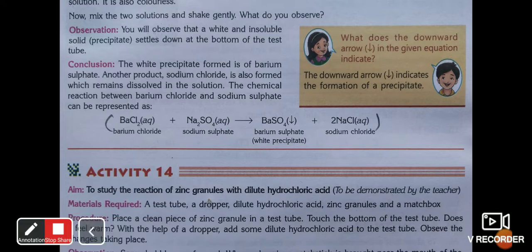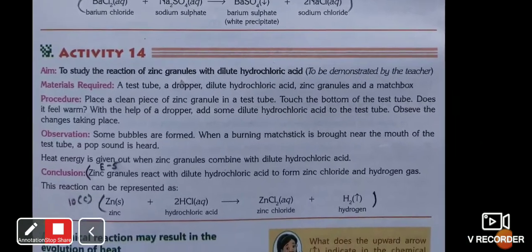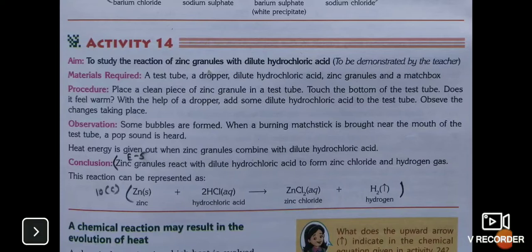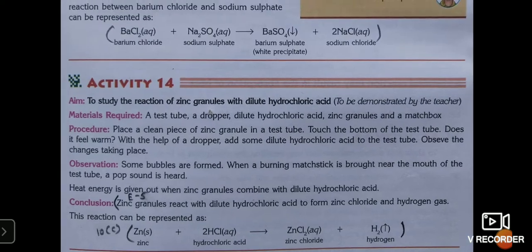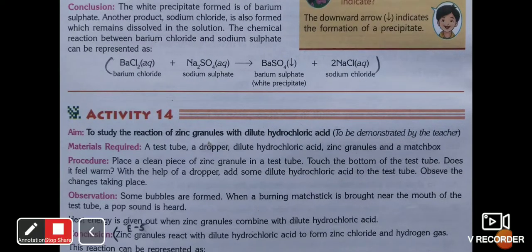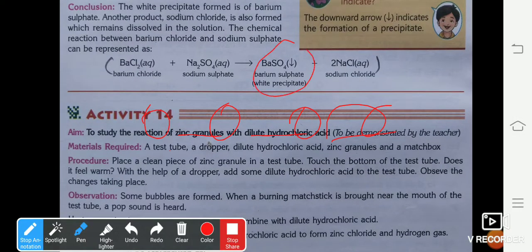I believe you are clear with what a double displacement reaction is, what a precipitation reaction is, and what a precipitate is. Now let's see one more activity to understand the nature of chemical change. Here I forgot one thing, just to recollect. The barium sulfate and sodium chloride which are formed cannot be turned back into barium chloride and sodium sulfate, because it is an irreversible reaction. If that was possible, we could have a double-headed arrow here.